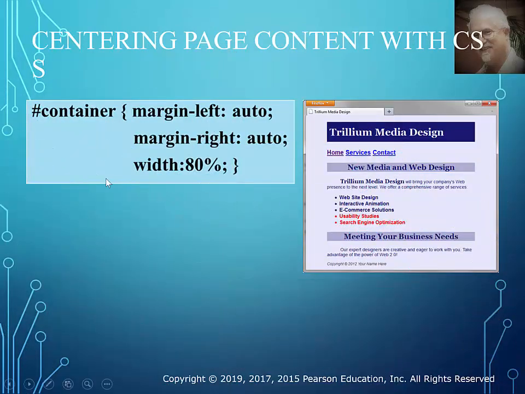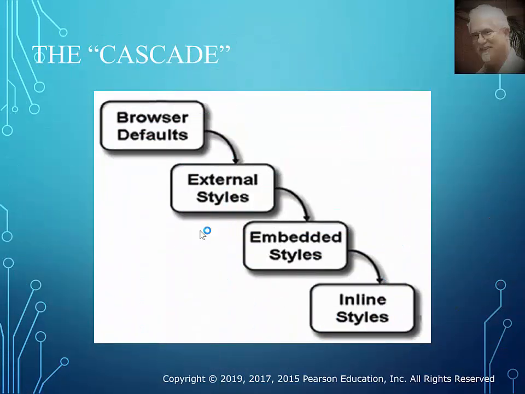Centering content is really important. The best way to do it is with a wrapper or a container. Margin left auto, margin right auto, and the width, that is the inside part, of 80%. Just makes everything look kind of nice. Understand the cascade. First is the browser default, external overwrites that, embedded overwrites that. Your inline style, which is as close as possible to the element, overwrites that. Understand how this cascade works and you will have fewer problems, I guarantee you.